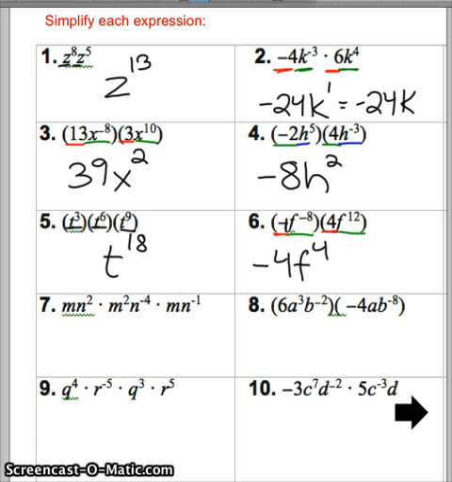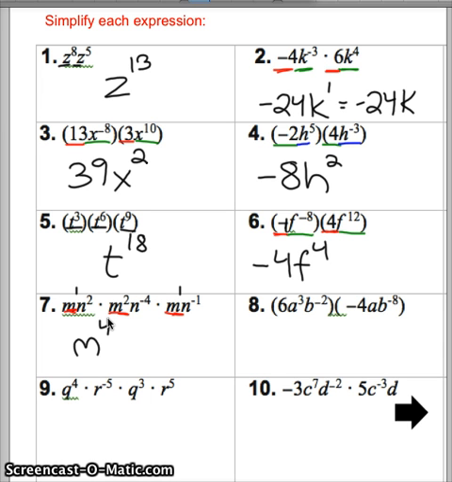Now, you can also do this when you have more than one variable. So first, for number 7, I'm going to focus on my m's first, okay? So here we have an m to the first, m squared, and an m to the first. 1 plus 2 plus 1. That's going to give us m to the 4.